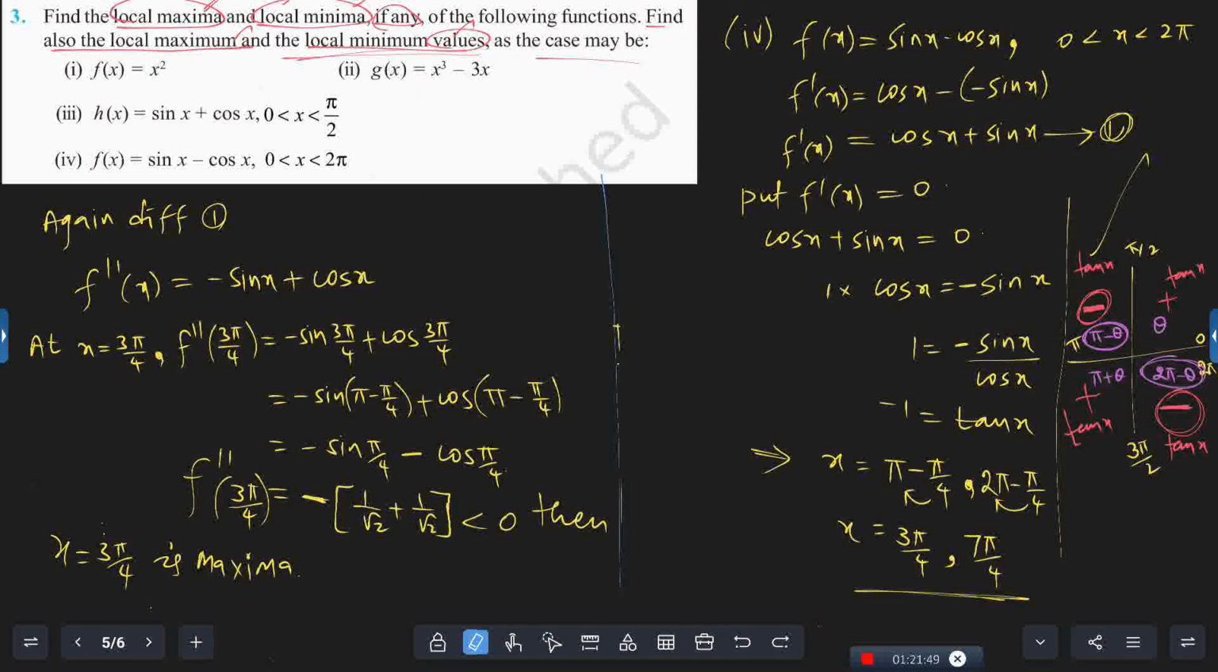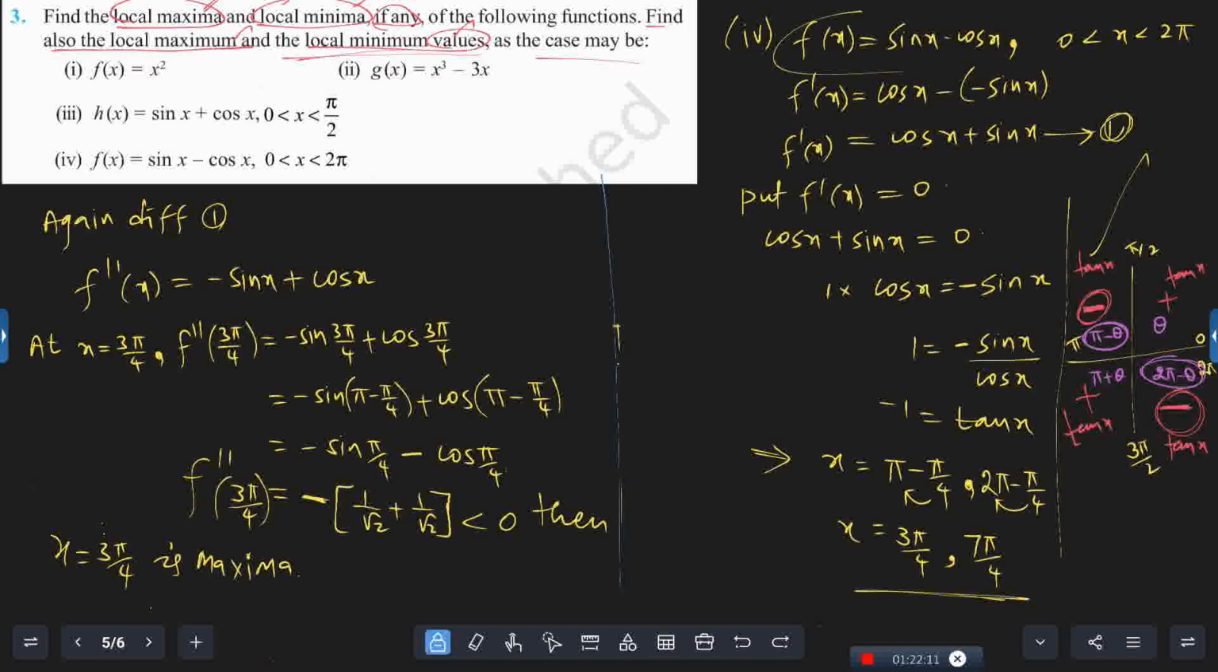Now, I got x equal to 3 pi by 4 is the maxima. What is the maximum value? Where do you want to substitute? In the question. We'll take the start point. So what is the start point we have?